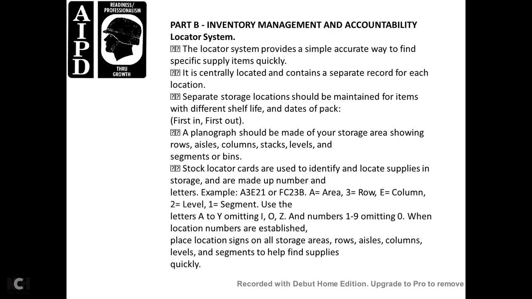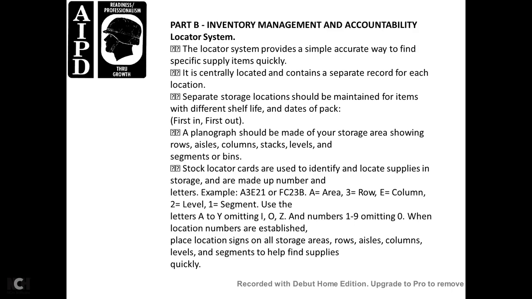Part B, inventory management and accounting with the locator system. The locator system provides a separate, accurate way to define the specific supply item quickly. The items are inserted and located in the container with a separate record for each of the locations. Storage and location records should be maintained for items with different shelf life, with first in, first out. A plan graph should be made for the storage area, showing the routes, aisles, rows, columns, the stack level, and the segments or bins.